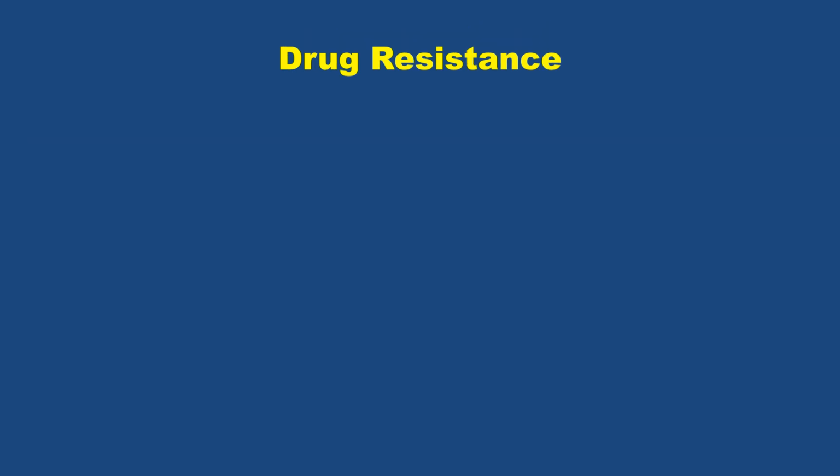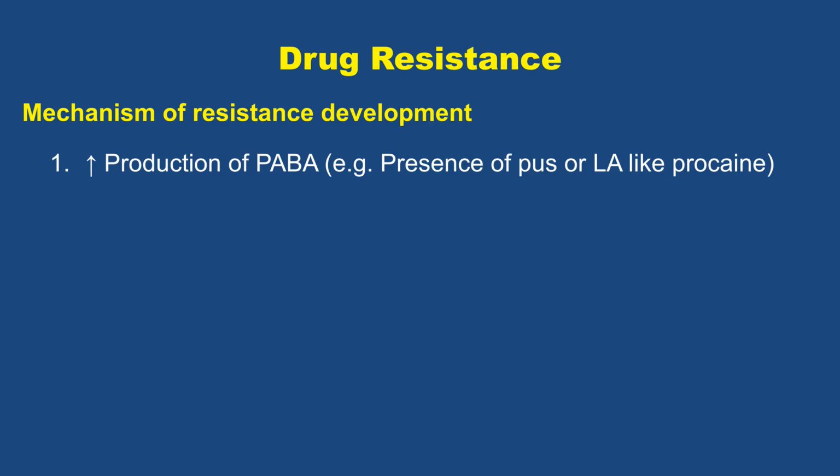Coming to drug resistance, there are different mechanisms which highlight the development of resistance in microorganisms. The first one is increased production of para-aminobenzoic acid. For example, the presence of pus or the use of local anesthetic agents like procaine. Pus contains a significant amount of para-aminobenzoic acid as well as purines, which results in development of resistance.